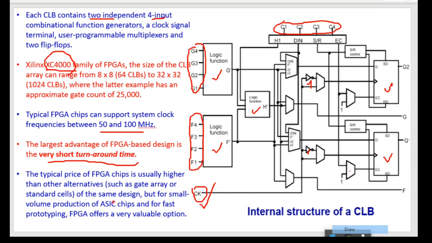So the price is a bit higher than other alternatives like gate array or standard cell based design, but for small volume production of ASIC chips, and for very fast prototyping, when you want your product to be produced in a very little amount of time, then this is the right choice. FPGA offers a valuable option.